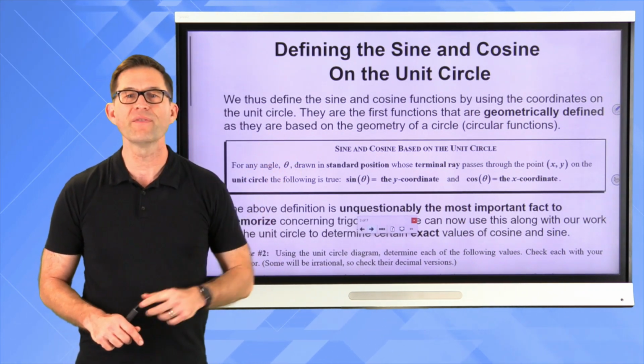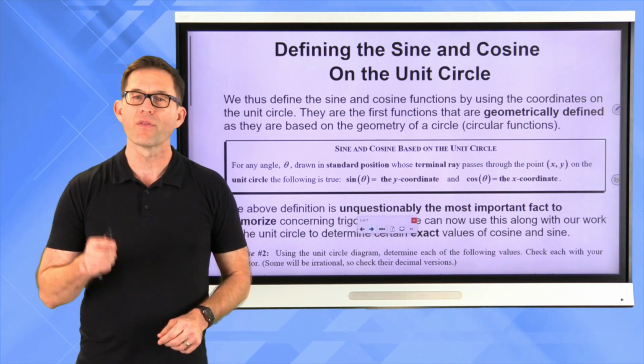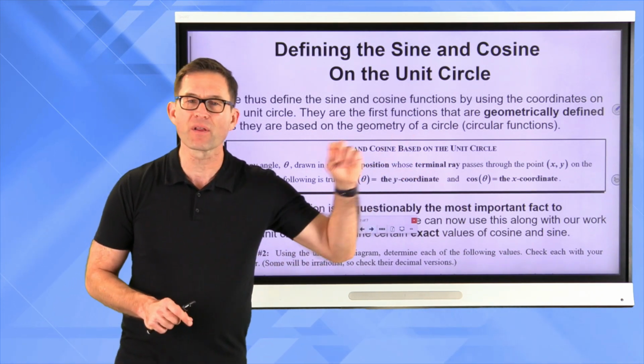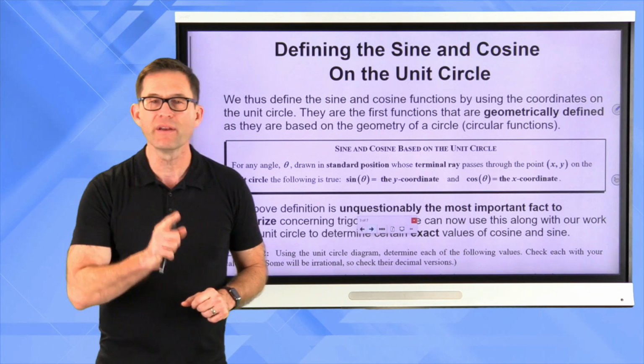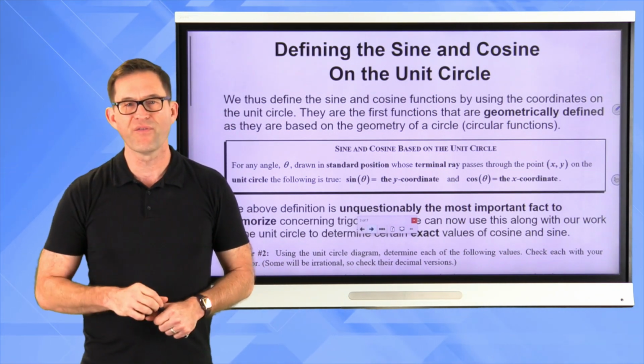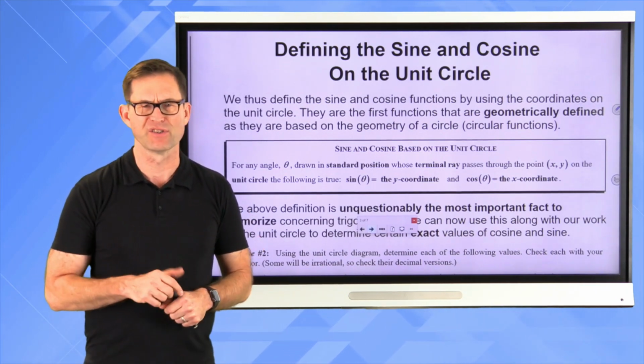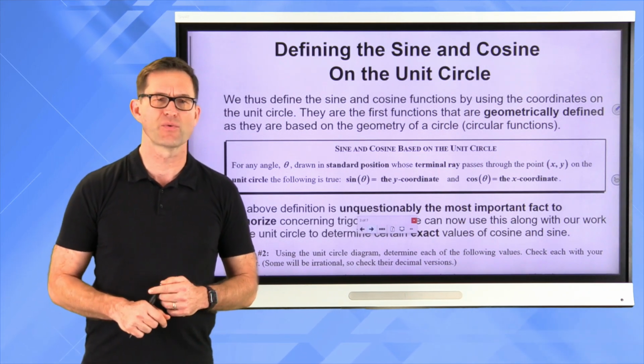We thus define the sine and cosine functions by using the coordinates of the unit circle. They are the first functions that are geometrically defined. Geometrically defined. I want you to consider that for a moment. We almost have always defined functions using algebraic formulas. f of x equals x squared plus 2x minus 3.